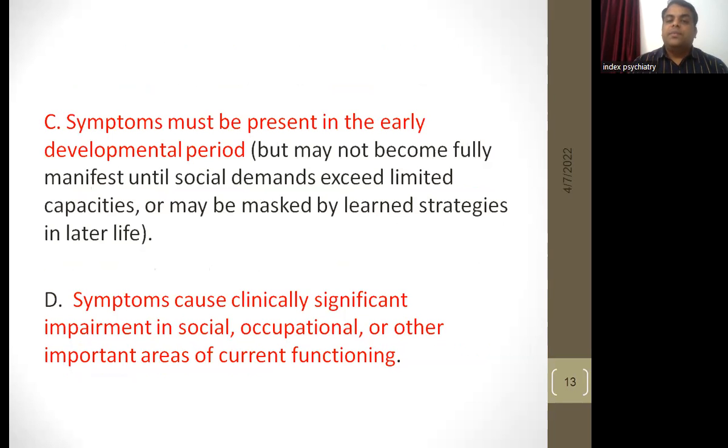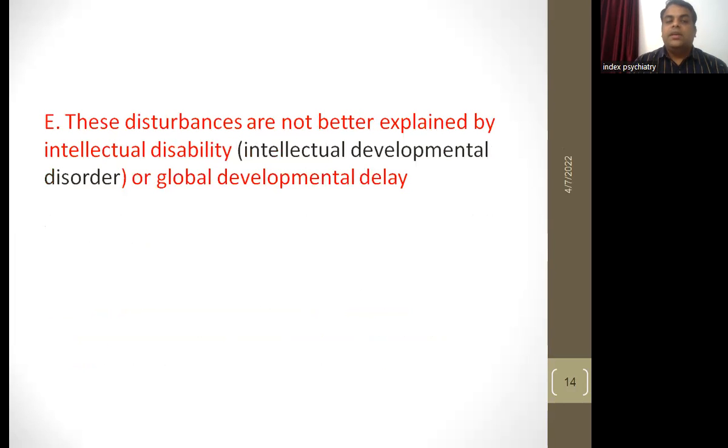Symptoms must be present in the early developmental period, but may not become manifest until social demands exceed limited capacities, or may be masked by learned strategies in later life. D is symptoms cause clinically significant impairment in social, occupational, or other important areas of current functioning. E is these disturbances are not better explained by intellectual disability or global developmental delay.